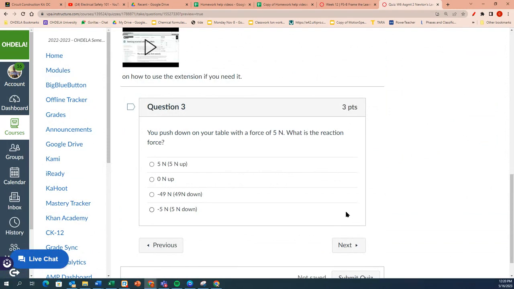You push on a table with a force of 5 newtons. What is the reaction force? The table's pushing back on you with 5 newtons up. You push down, it pushes up. So sometimes that's called the supportive force.